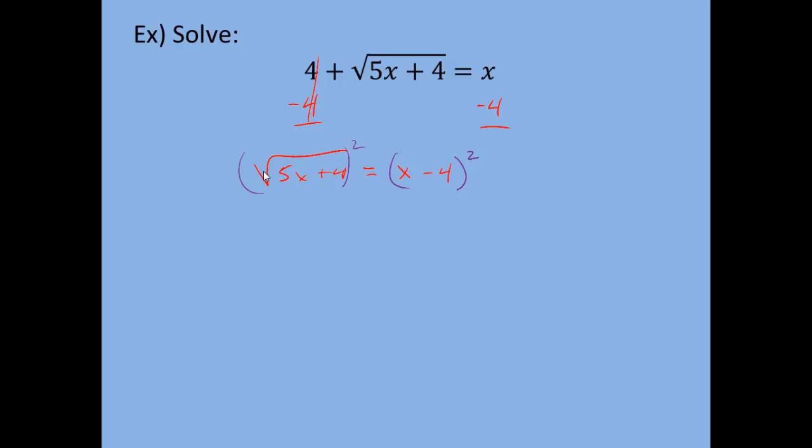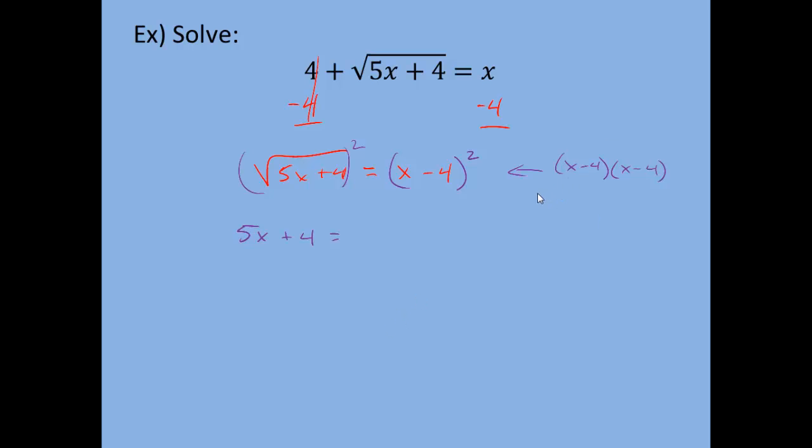On the left side here, the square root and the square cancel, and that's why we did it. We get 5x plus 4 is equal to, on the right side, x minus 4, that quantity squared. Remember what this means. It really means x minus 4 times x minus 4. And you have to FOIL that.